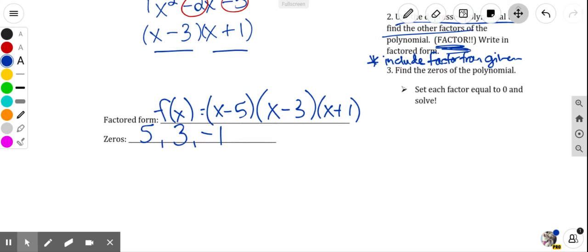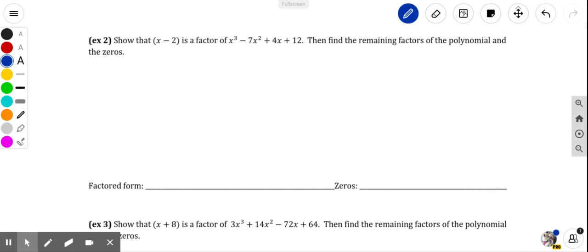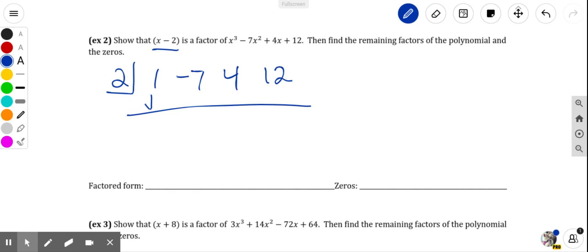So that's it. We do synthetic division, we get our depressed polynomial, we factor that, and then we get our zeros. Pretty simple. Let's look at the next one. So again, we start with synthetic division. So here's our first factor, the 0 for that is going to be positive 2. And then we write out our coefficients: 1, negative 7, 4, and 12. We bring down the 1, we multiply, we add, multiply, add, multiply, add.